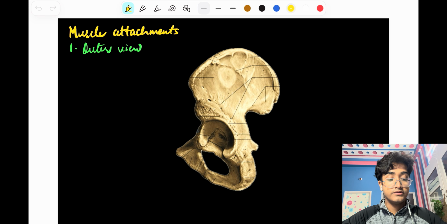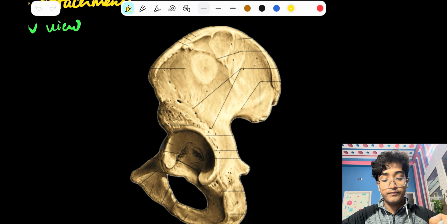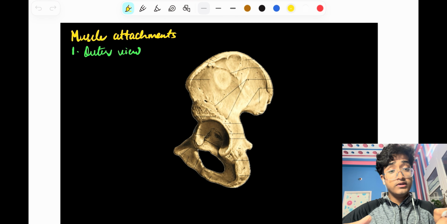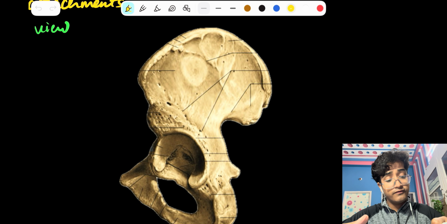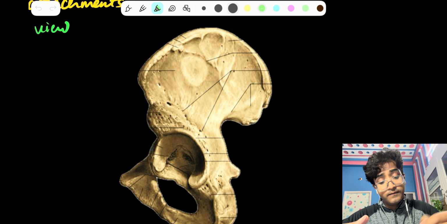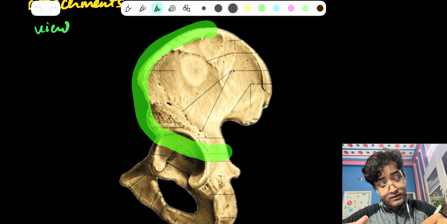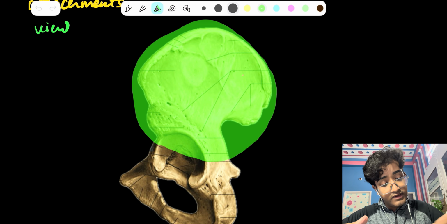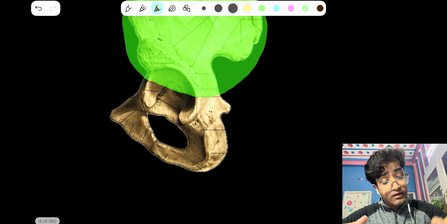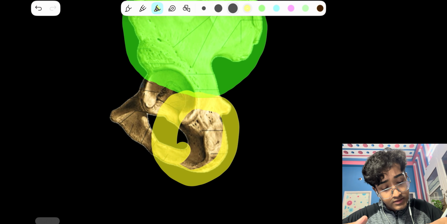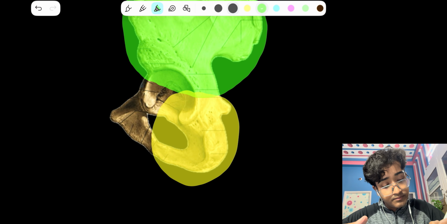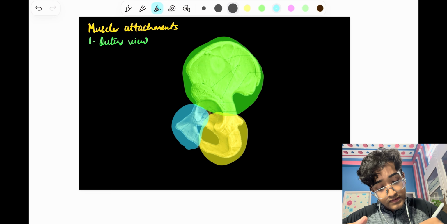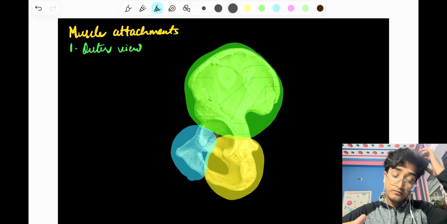In this lecture we are going to discuss the hip bone and the femur as well. So we'll begin with the hip bone. The hip bone is made up of three major bones. This bone I marked green is known as the ilium. This part is known as the ischium, and this part is known as the pubis.